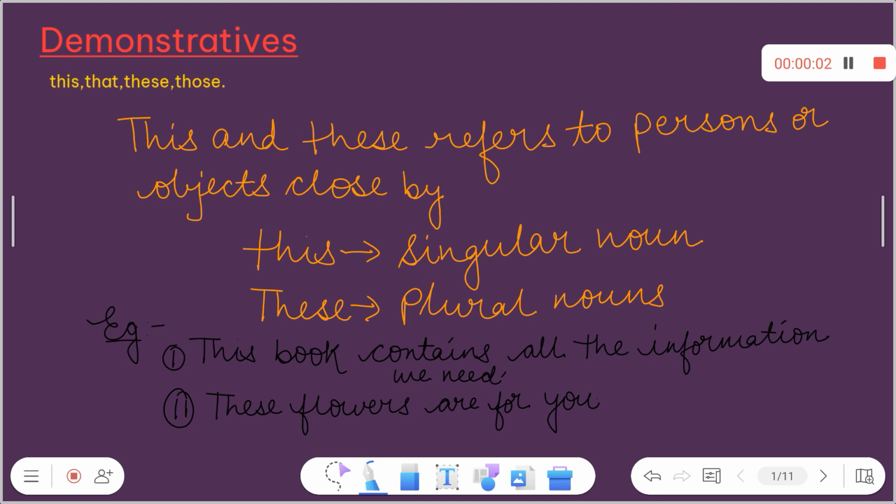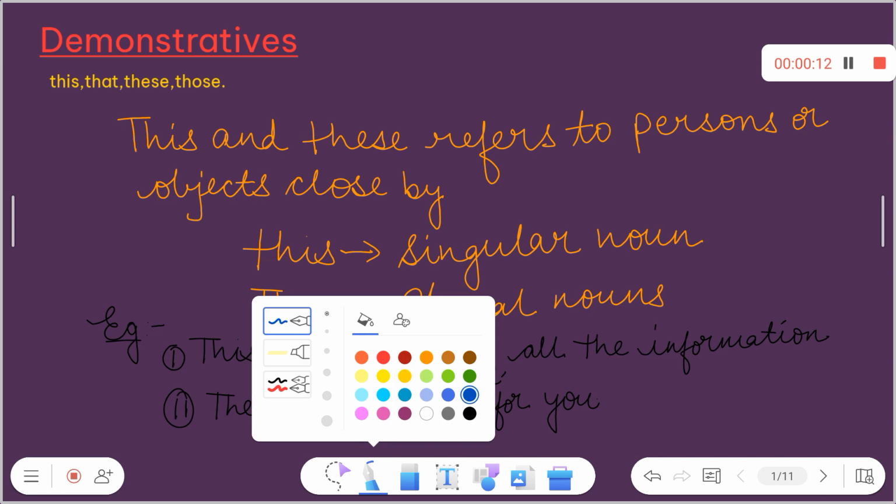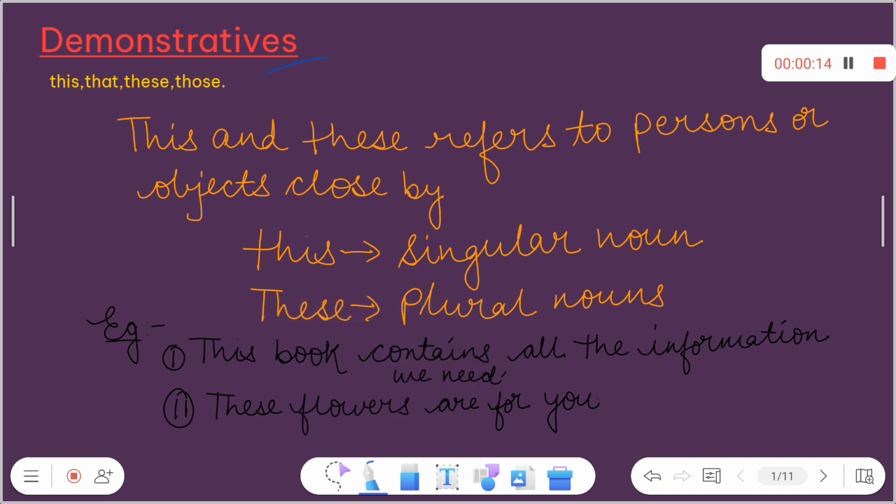Students, as we have started determiners and we have already studied articles and their uses, today we are going to study about demonstratives. So what happens in demonstratives? We see this, that, these and those. When we talk about this and these, where do we use them? This and these refer to persons or objects close by.